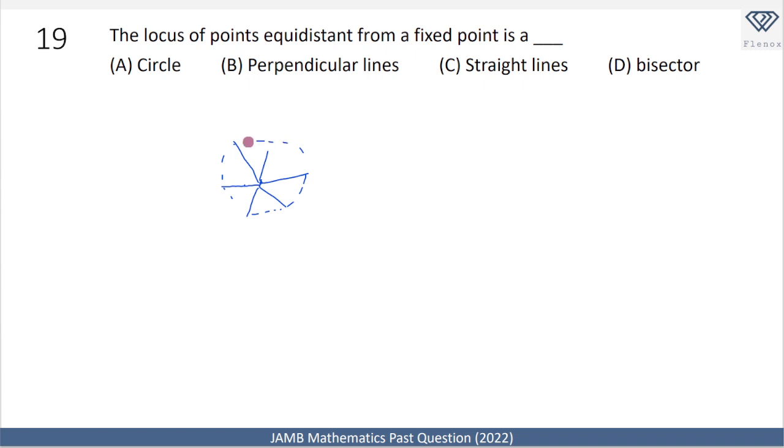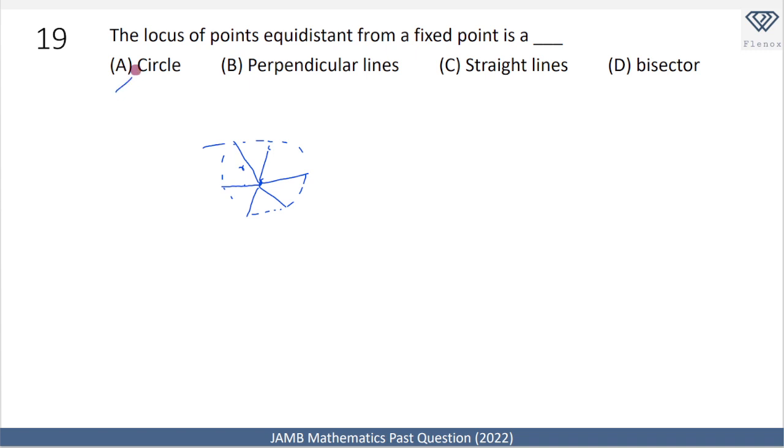As you can see, the locus of points equidistant from a fixed point is a circle. And that is why for a circle we have the radius. The radius is always constant. So the radius is equal distance from the center, and when you trace out the radius across the entire degree of the circle, you get a circle. So this is a simple question, and the answer is a circle.